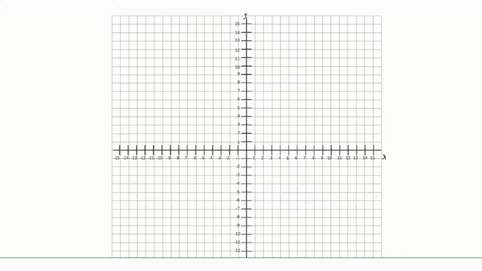When working with coordinates, Year 4 and Year 5 usually work on just the first quadrant, which is the quadrant in the top right here. They usually just have that area. However, today we're going to look at all 4 quadrants.